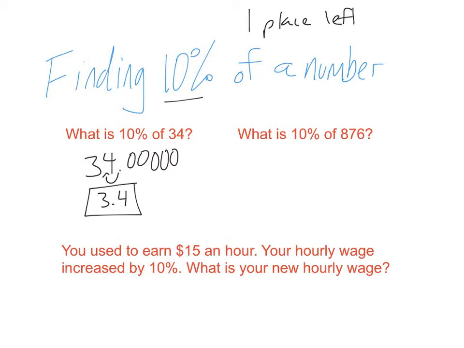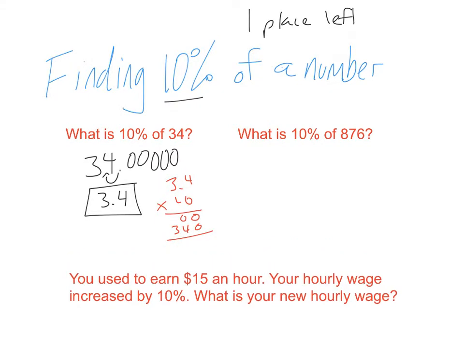I can check that. If I were to take 3.4 and multiply it by 10, I should get back to 34. So let's see. Well, it's a 0 and a 0. Add a 0. 1 times 4 is 4. 1 times 3 is 3. Add them up. 0, 4, 3, and there's one decimal place, and so I would move that there. And we're back to the 34 we started with. So we checked it out. 3.4 is indeed 10% of 34.